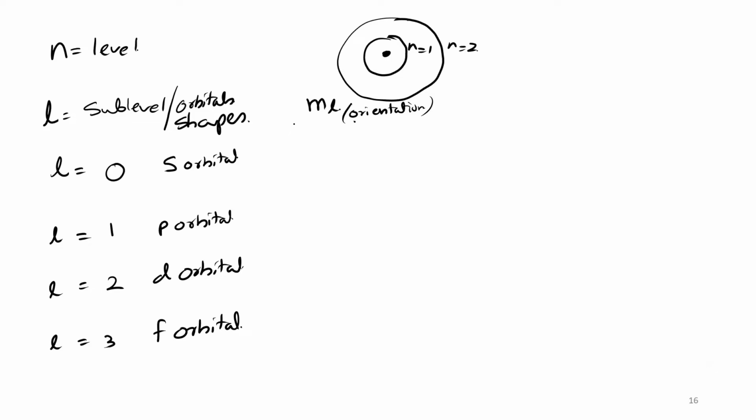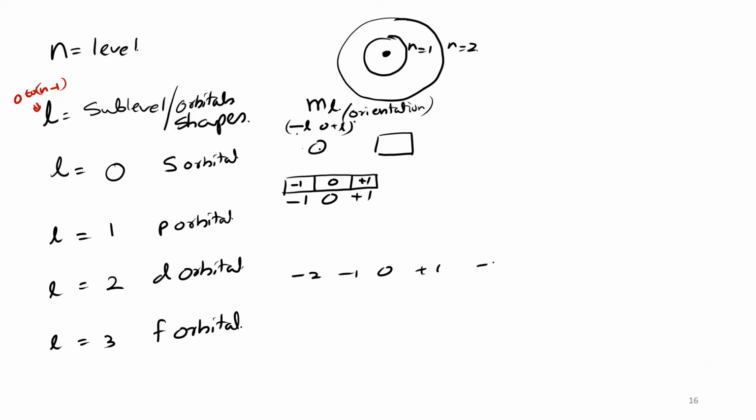ML is taken by minus L, zero, plus L. And I'll put a note for L: L is taken from 0 to n minus 1. All right. So for this, your ML can be equal to 0, meaning you have only one orbital. For L equals 1, for the p orbitals, your ML is minus 1, 0, plus 1, which is this set. Remember the box orbitals we drew? So we can basically put it like this. And for the d orbitals, you get minus 2, minus 1, 0, plus 1, and plus 2.